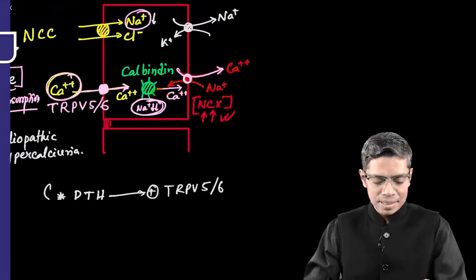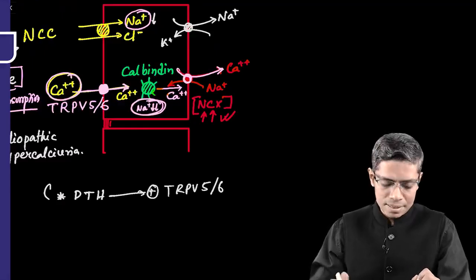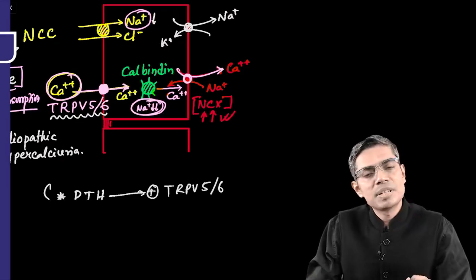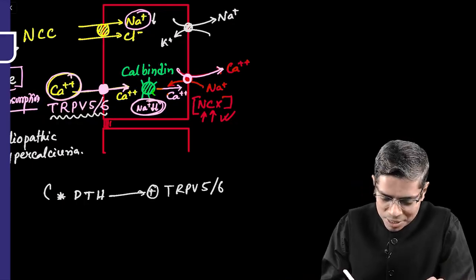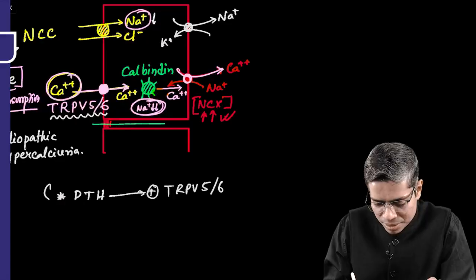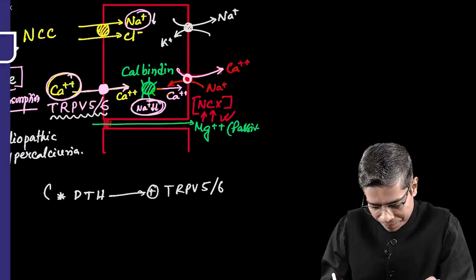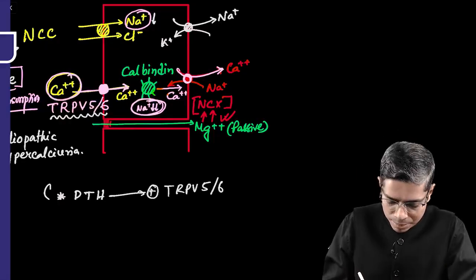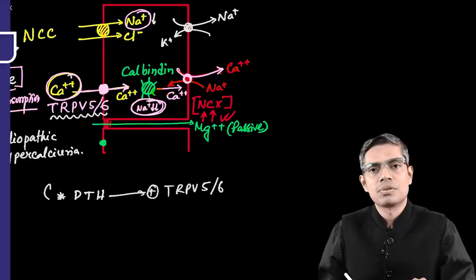Now you may be thinking, sir, are these TRPV5 and V6 transporters also responsible for magnesium reabsorption? Answer is no. Magnesium reabsorption, even at the level of this DCT, is done by the paracellular pathway. So it is also passive. But Harrison is writing that recently, some carrier protein or transporter protein for magnesium reabsorption has also been discovered.